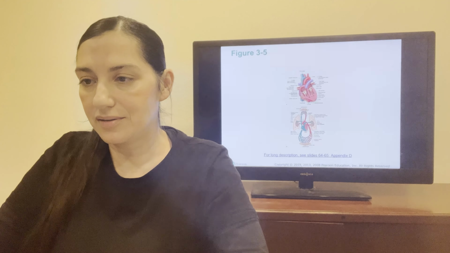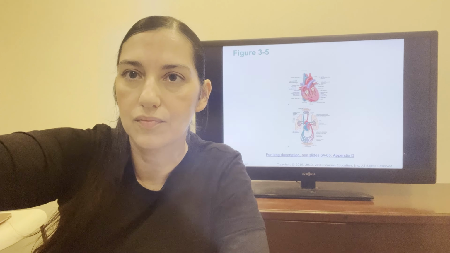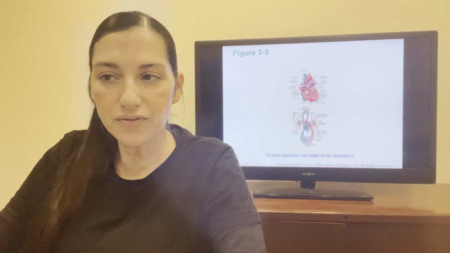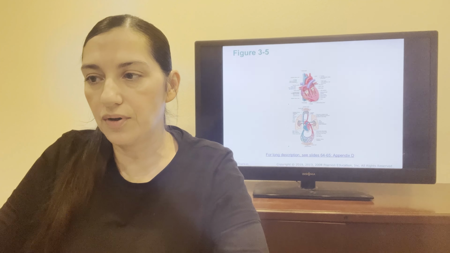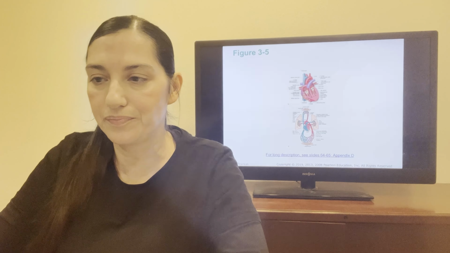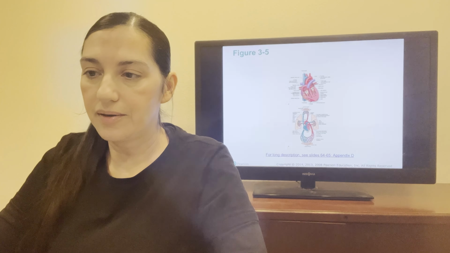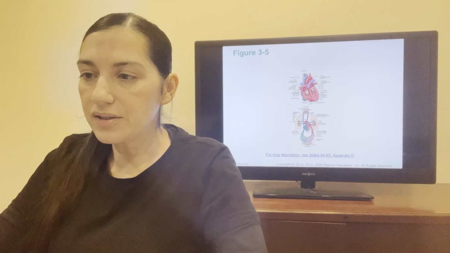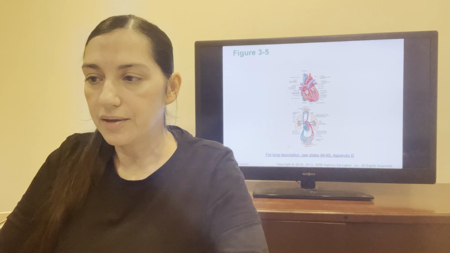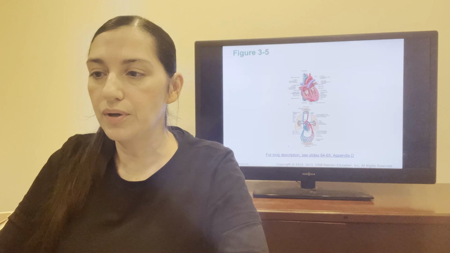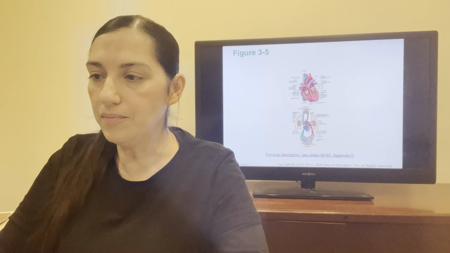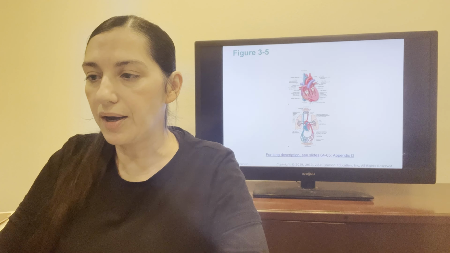In Figure 3-5, we have the internal anatomy of the heart and path of blood circulation. In Figure A, this is a diagrammatic frontal section of the heart showing the major structures. Numbers indicate the path of blood flow through the heart. In Figure B, the path of blood flow through the body.